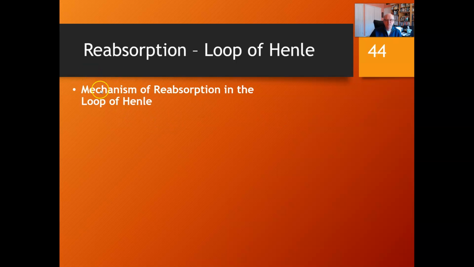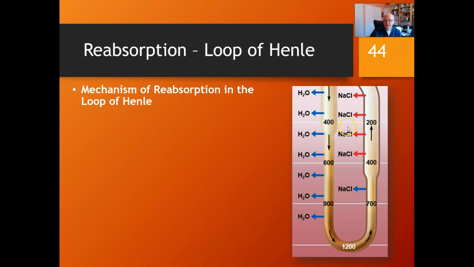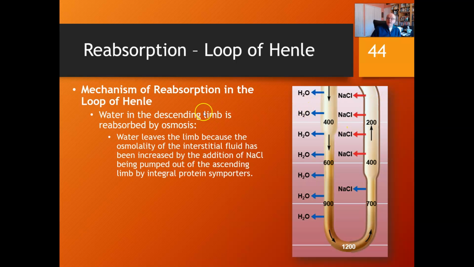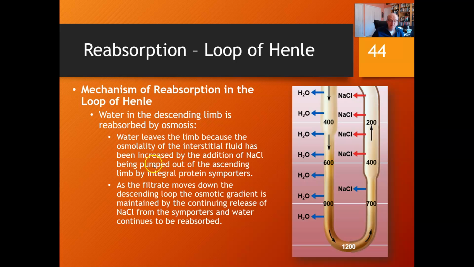Okay, mechanism of the reabsorption of the loop of Henle. We've seen this before. Water in the descending limb is reabsorbed by osmosis. The water leaves the limb because the osmolarity of the concentration of the interstitial fluid has been increased because the sodium chloride has been added to it. Okay, and it's pumped out of the ascending limb through integral protein symporters. Remember integral proteins? They go all the way through the cell membrane.